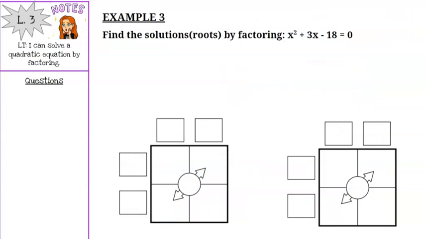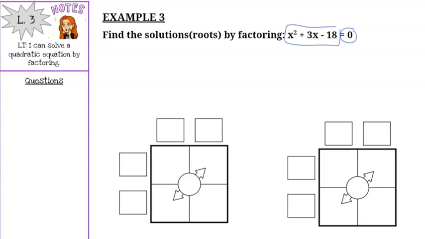So we're going to put together what we did this lesson and last lesson by finding the solutions, or also they're called roots, by factoring. So we're going to factor this trinomial like we've been doing for the last 2 examples, but then you can see it's an equation equals 0, so then we're going to apply that zero product property that we were working on last lesson. So let's break it down.